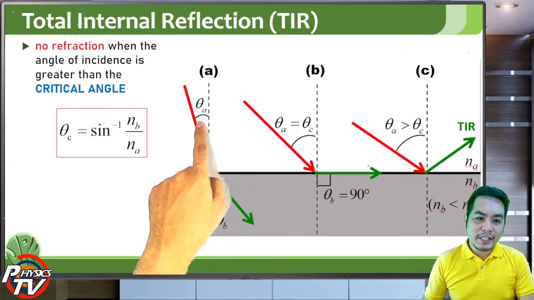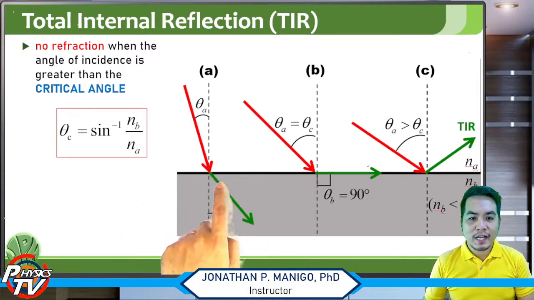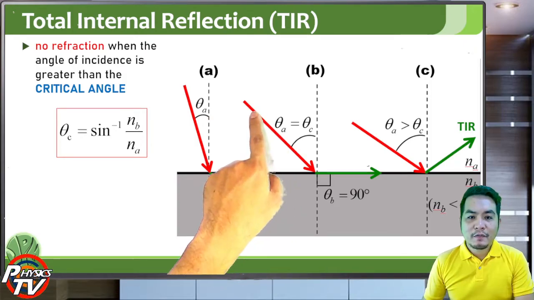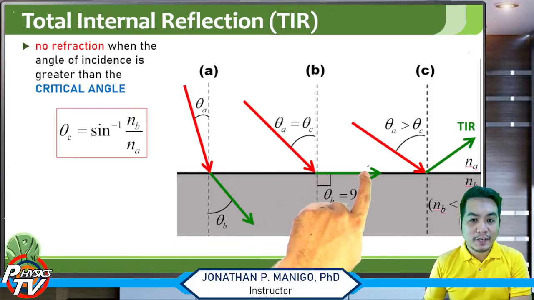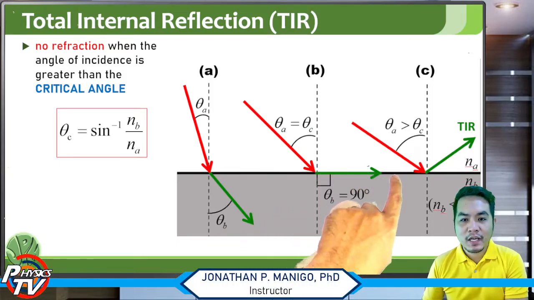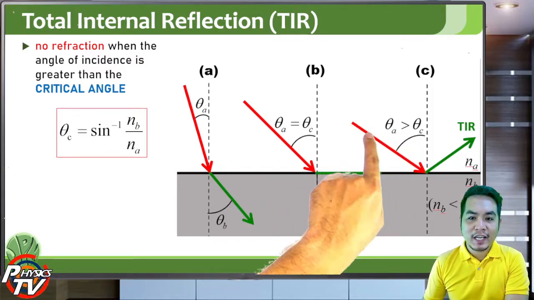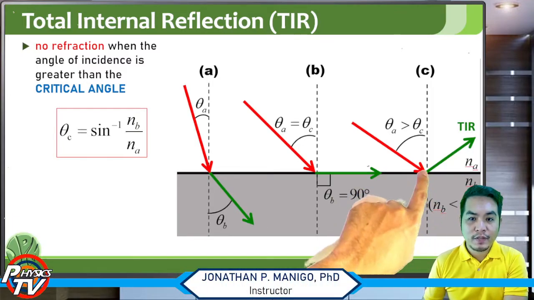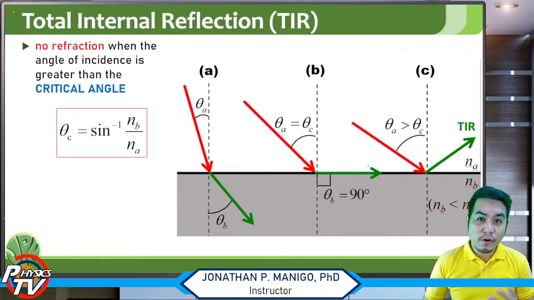when the angle of incidence is less than the critical angle, there will be refraction, and there will also still be reflection. But when the angle of incidence is exactly equal to the critical angle, the light will be parallel to the boundary. And when the angle is greater than the critical angle, there will be no refraction. There will only be total internal reflection. So that's what we call total internal reflection, no refraction.